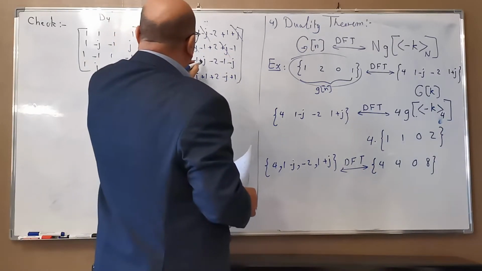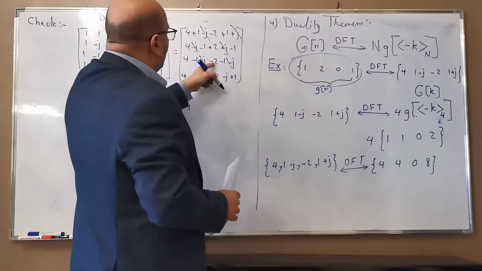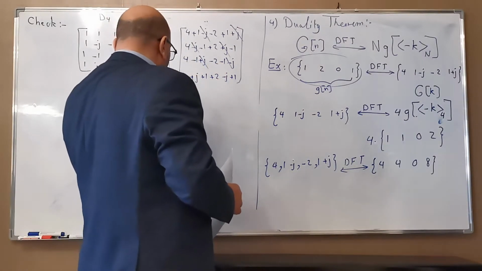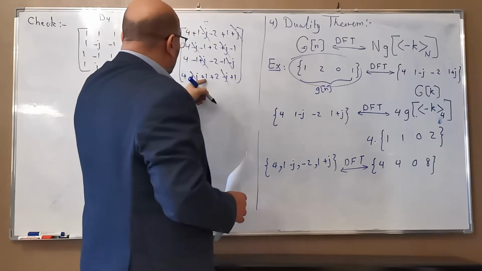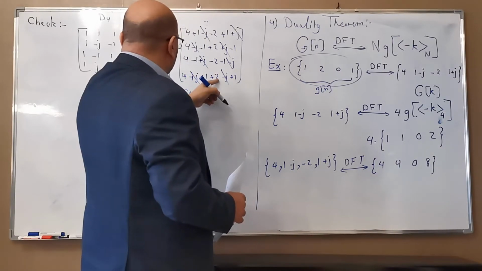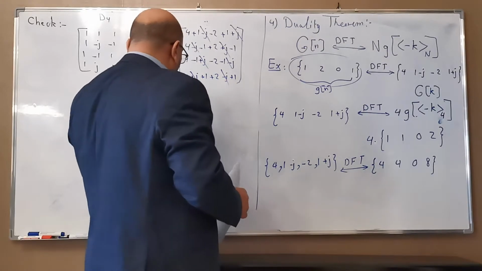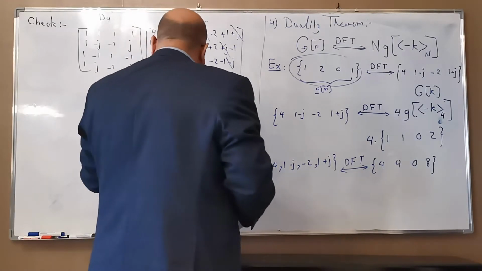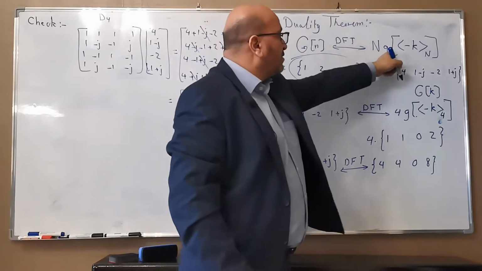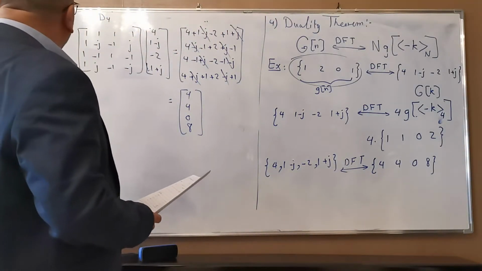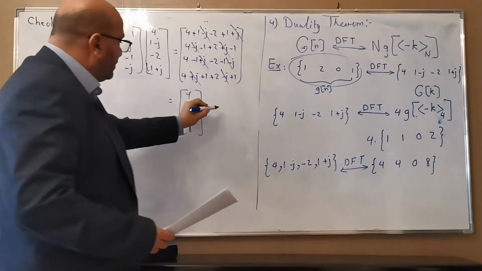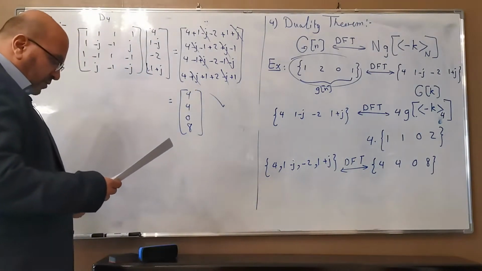The third one is minus 1 minus 2 minus 1 minus 4 plus 4 is 0. And the last one, you have 4 plus 1, 5, and plus 2, 7, plus 1, 8. So this is the answer. So it's the same answer that we got through the duality theorem, and our check is okay. So this is good. Okay.